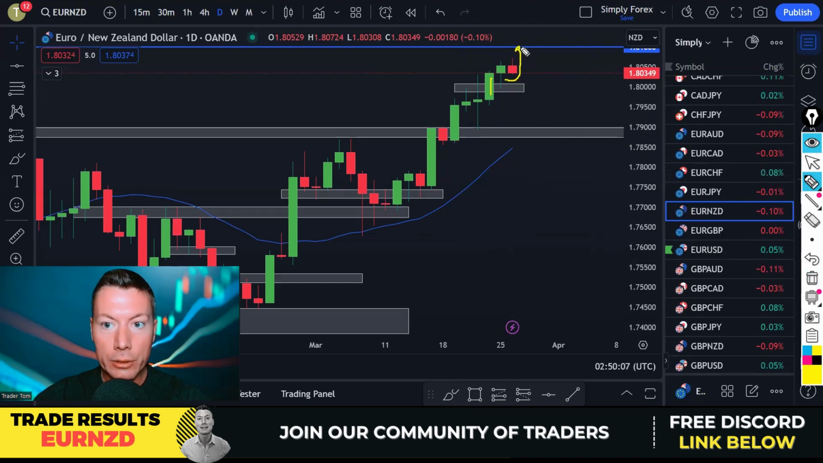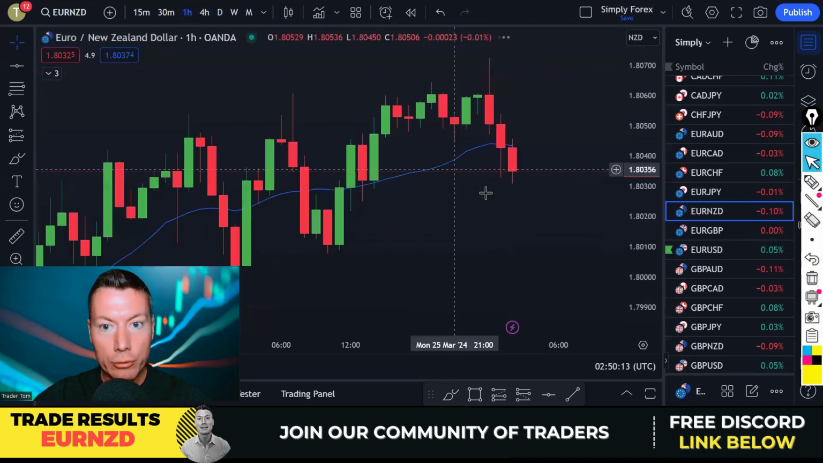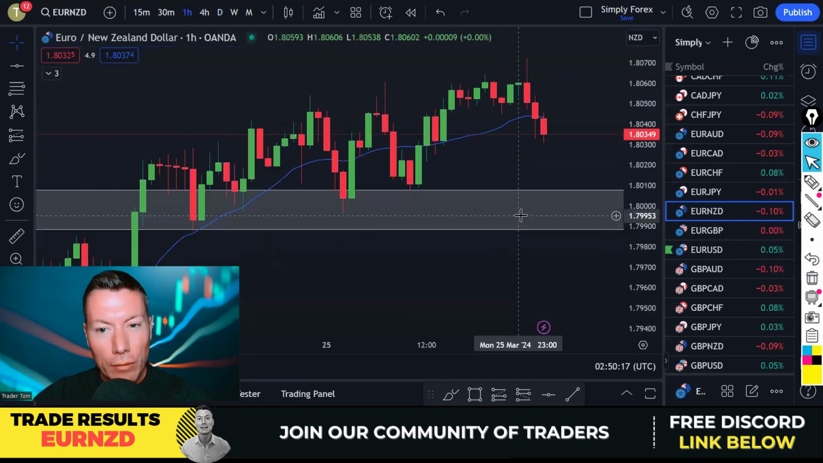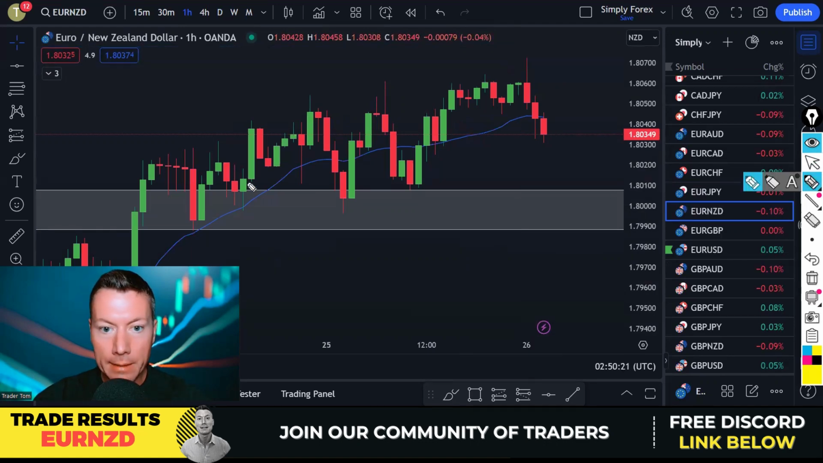Room to move into, check. Broke these highs, check. Lots of things to like. If we drop down to the H1, for me, H1 structure never really broke. A lot of my entries have been on the H1, guys, right? When we see this candle here, that is a break of H1 lows for me.